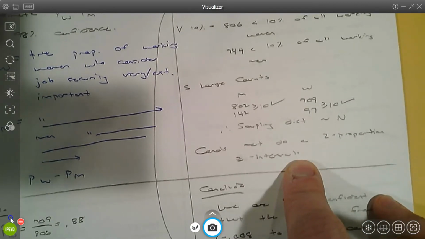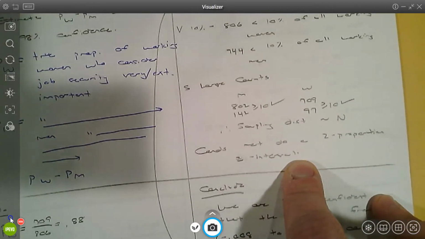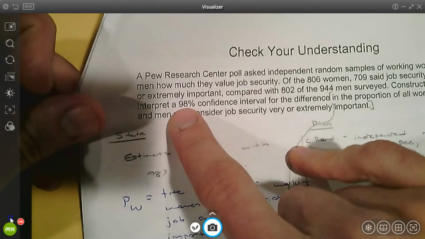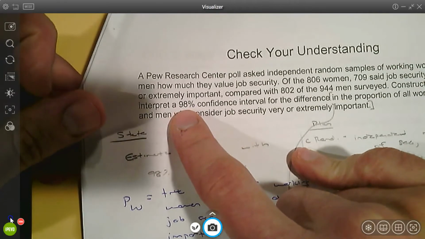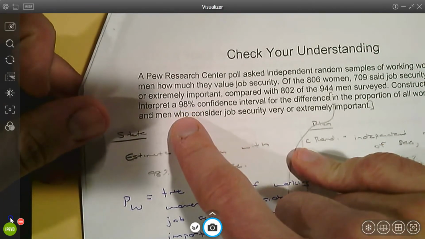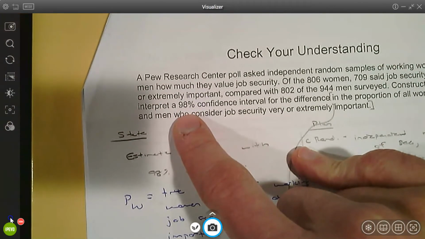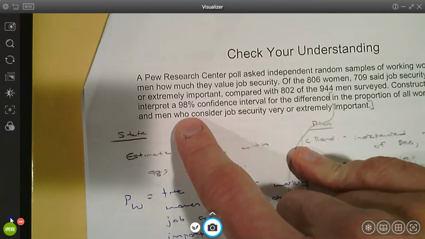Why are we doing an interval? Because they asked us to construct and interpret a confidence interval. Remember, state, plan, do, conclude. Never going to say that. If you only construct and interpret, you're looking at a max of probably 2, maybe 3 points out of the 4.